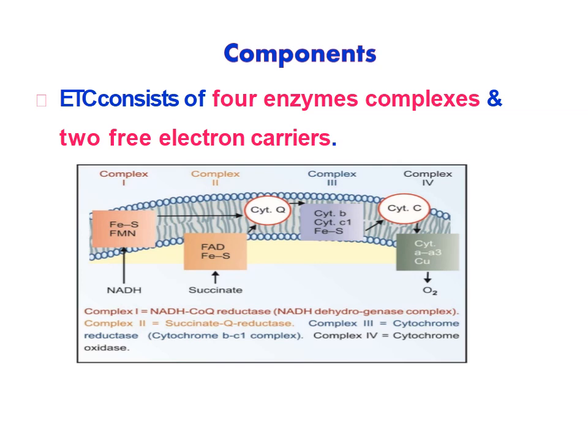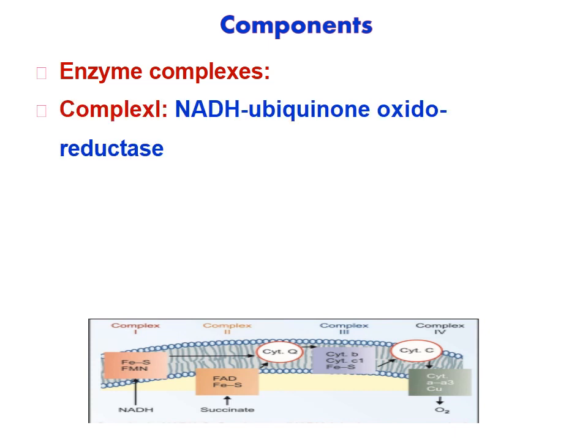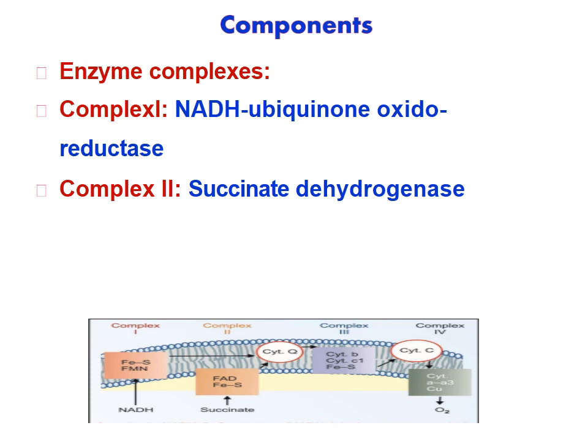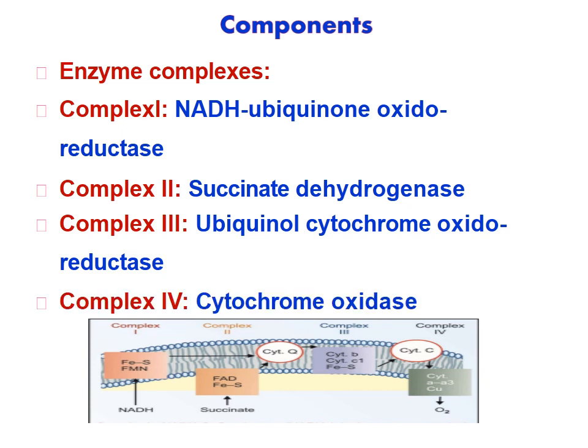So regarding that, we are going to study the components of the electron transport chain. The components consist of 4 complexes. Complex 1 is NADH ubiquinone oxidoreductase. Now, complex 2 is the succinate dehydrogenase enzyme. Complex 3 is ubiquinone cytochrome oxidoreductase. And complex 4 is cytochrome oxidase.